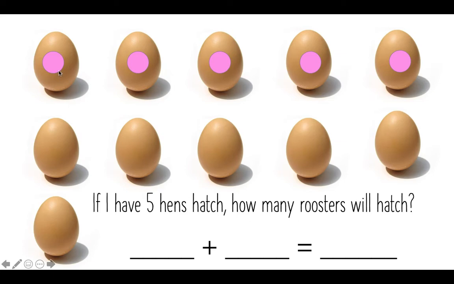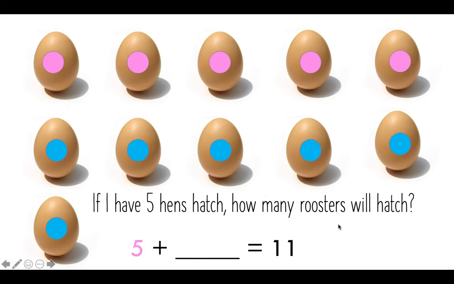So let's count how many eggs have a pink dot, because I know that they're going to be a hen, so they're going to be a girl. Let's count. 1, 2, 3, 4, 5. So I already know that I have 5 hens that are going to hatch, but I still don't know how many roosters. So I put a blue dot on all the other eggs, and I put an 11 right here because I know that I'm going to have 11 eggs total.